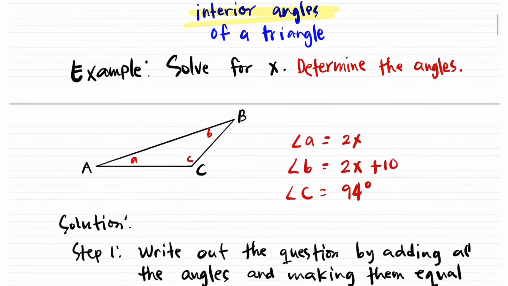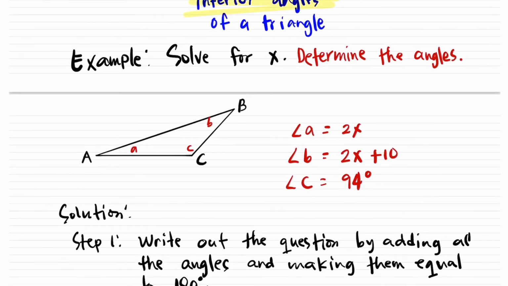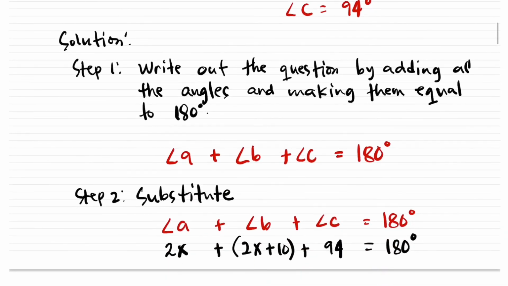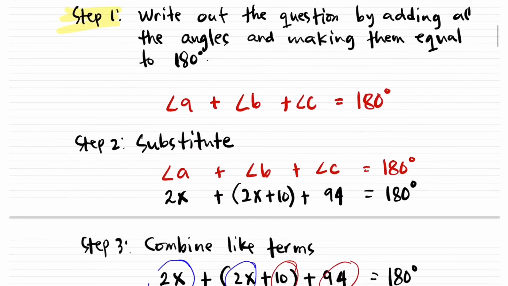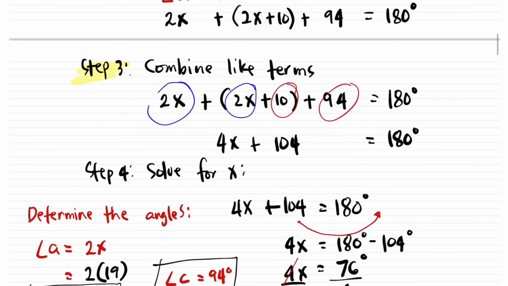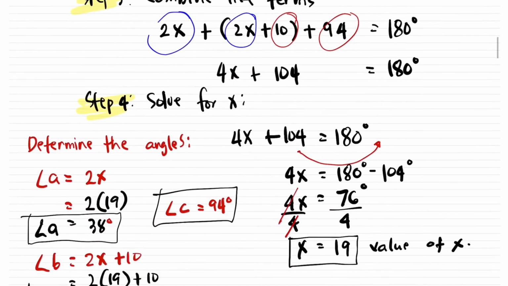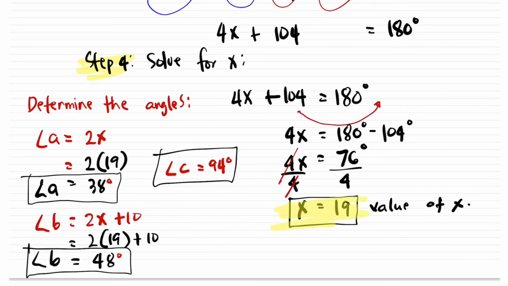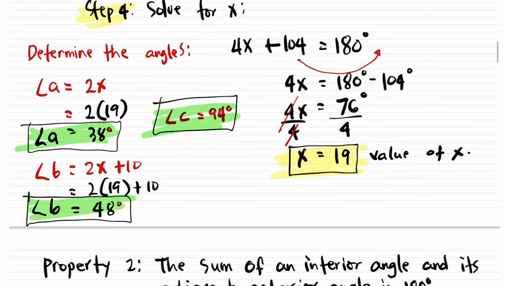So we have an example here. We have the given 2x plus 10, 94. We substitute, we follow these steps. Step 1, write out the question. Step 2, substitute. Step 3, combine like terms, and step 4, solve for x. Now after we find the value of x, then it's time for us to determine the angles of the three vertices inside the triangle.